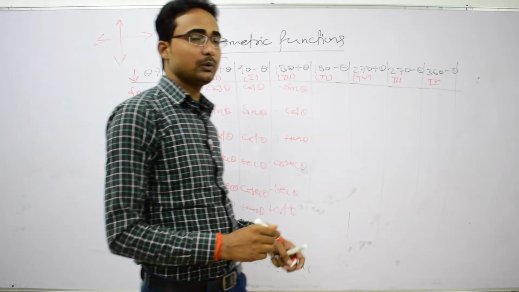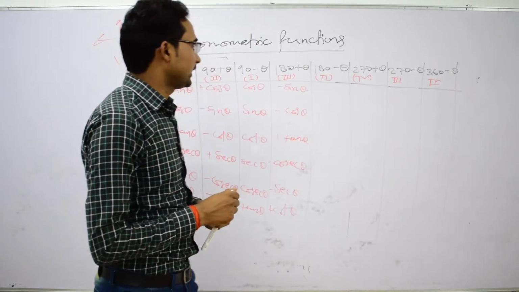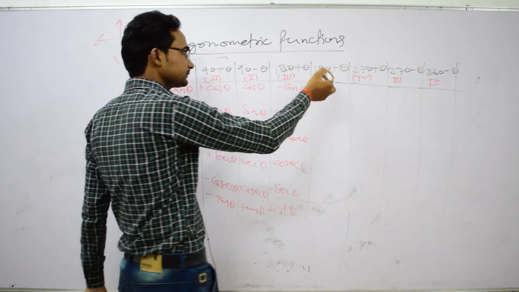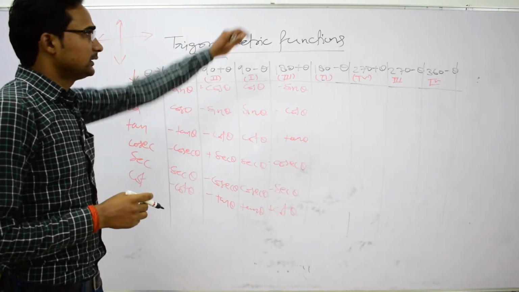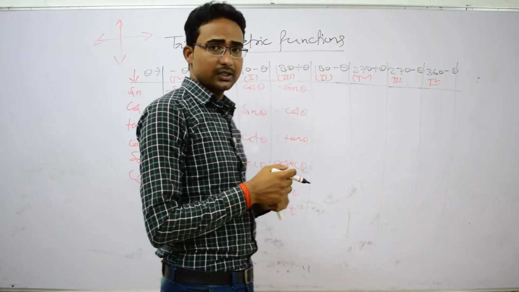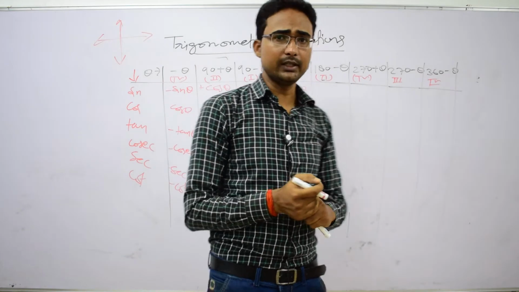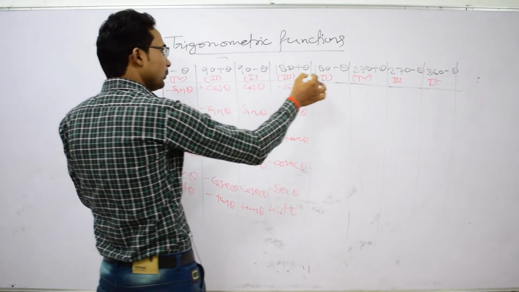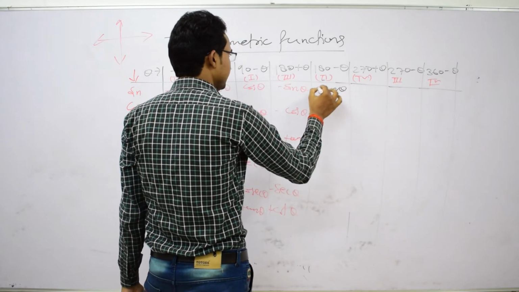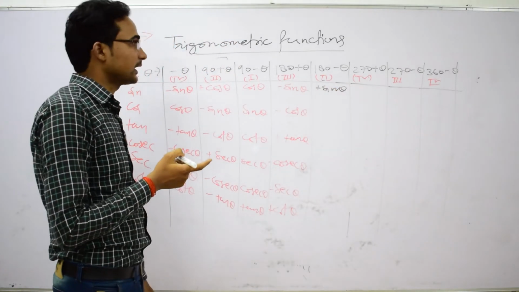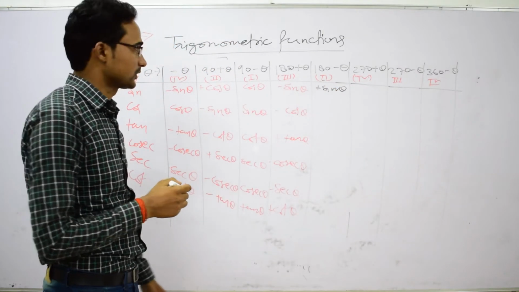Same way we can find for 180 minus theta. So 180 minus theta, what is it representing here? Second quadrant. In the second quadrant, sin and cosec are positive, and the other trigonometric ratios will be negative. Sin 180 minus theta means sin theta, with a plus sign, because in the second quadrant sin is positive.